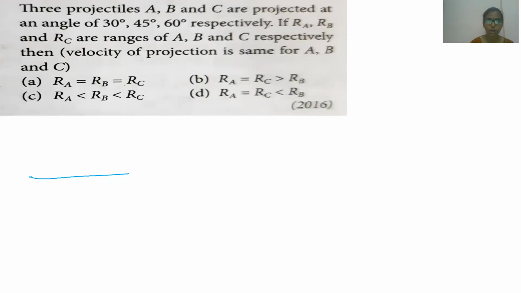Projectile A is thrown at an angle of 30 degrees. Okay, this is thrown with an angle of 30 degrees. Again, projectile B is thrown at an angle of 45 degrees. Okay, this is A and this is B. It is thrown with an angle of how much? 45 degrees. And again, the C.